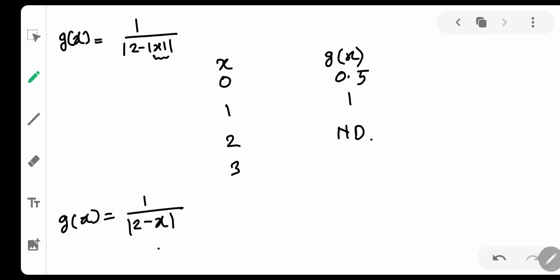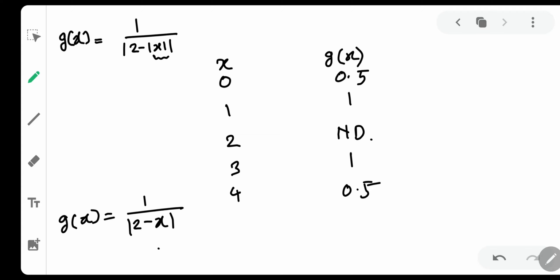So 1 upon 2 minus 3 will be 1 upon minus 1, but it will be inside mod. So 1 upon mod of 1 will be 1 only. And then you move ahead, you put the value of x as 4. Then again you will get 2 minus 4, which is minus 2. So 1 upon mod of minus 2, again it will be 0.5.